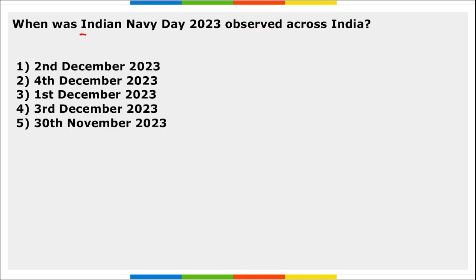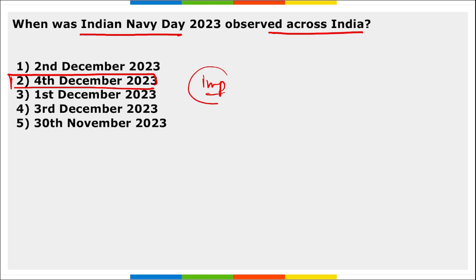Next, when was the Indian Navy Day observed across India? So, Indian Navy Day is observed on 4th of December, and this is important, friends, right? On 4th of December, we observe Indian Navy Day, and it is basically to recognize the role and achievements of the Indian Navy in the safety of our nation.